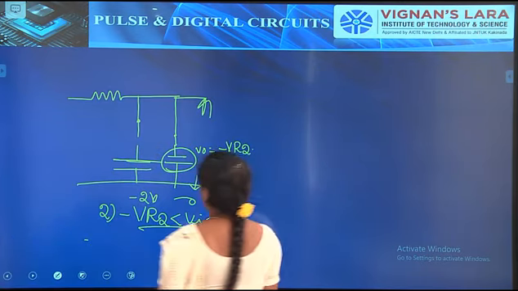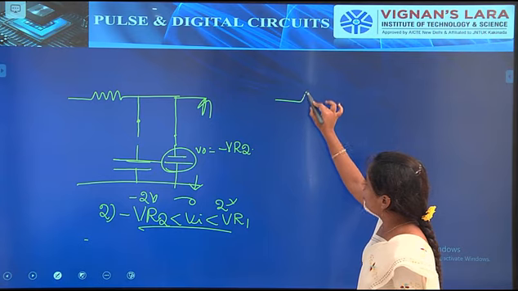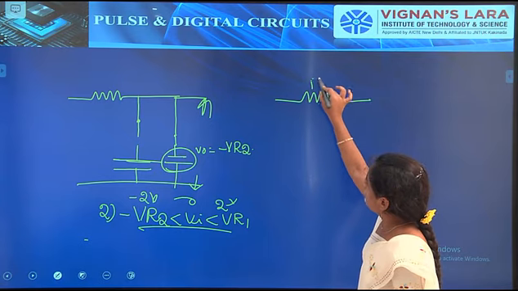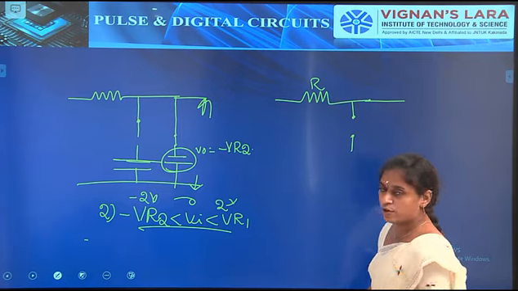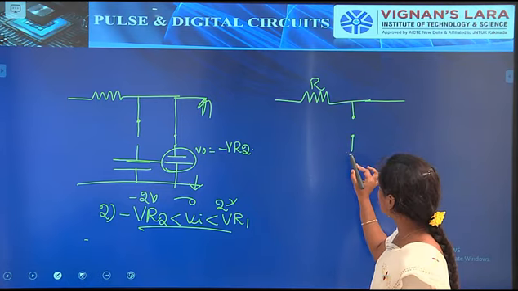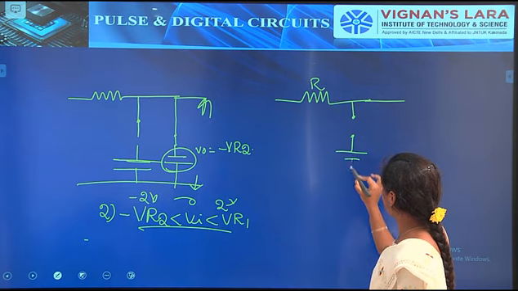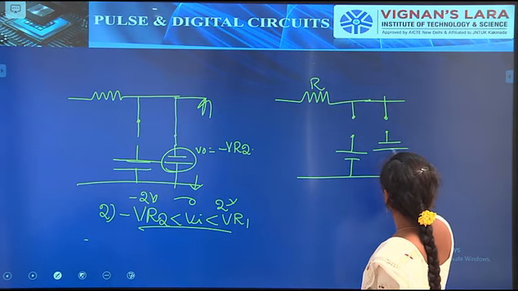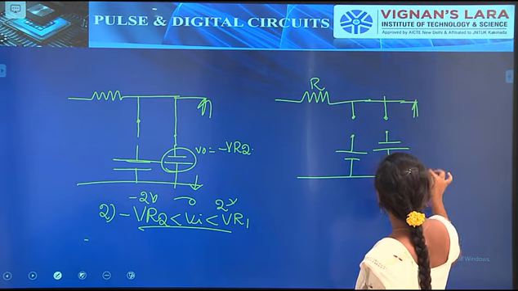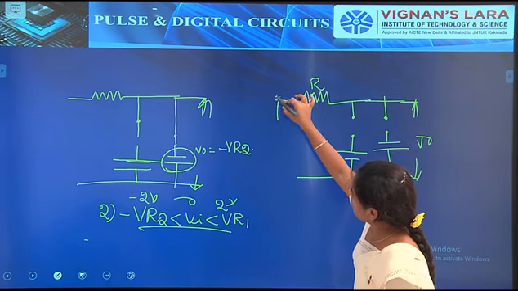So at this particular condition the output is R and both are open circuit. Why? Because diode D1 is off and diode D2 is also off condition. Here we apply a positive reference, here we apply a negative reference. And this is the output V0 and V input.